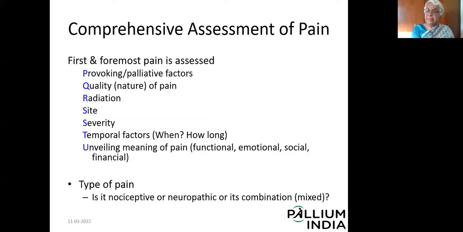So before you handle such patients, we need to do a comprehensive assessment of pain. There is a mnemonic, PQRSTU, which will help you in assessing the pain. I think this has been dealt with in a previous session, so I'm not going too much into detail of it. The second important thing we have to do for assessment of pain is to know the type of pain. Is it nociceptive or neuropathic, or is it a combination of the two? Both nociceptive and neuropathic also, both.